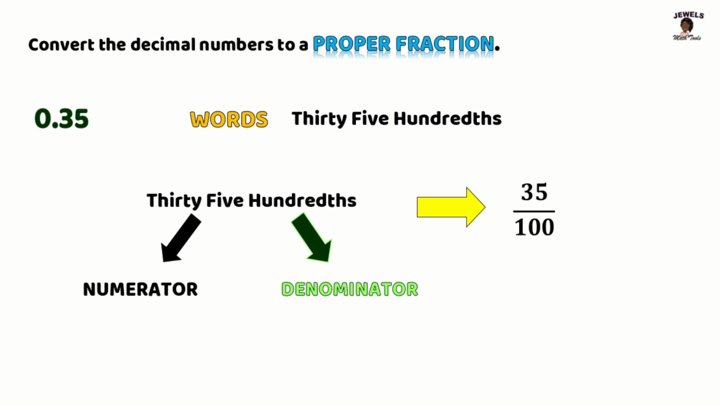And again, we can simplify this fraction. Remember that both 35 and 100 have a common factor of 5. So when 35 and 100 are both divided by 5, our fraction will equal 7/20.